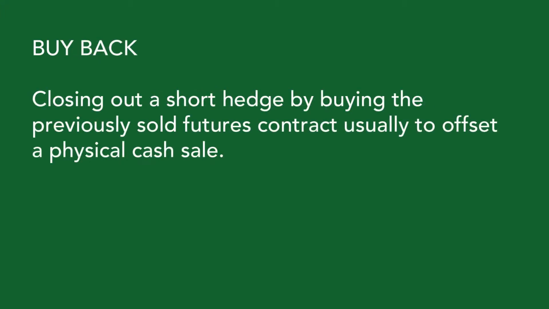Buyback, closing out a short hedge by buying the previously sold futures back. So maybe you sold futures on corn in 2012 at the record high at $8.49. And when it dropped to, let's say $5 a bushel, you bought that position back. You offset it in order to offset a physical sale because you ended up delivering some bushels, harvested bushels to your local elevator.